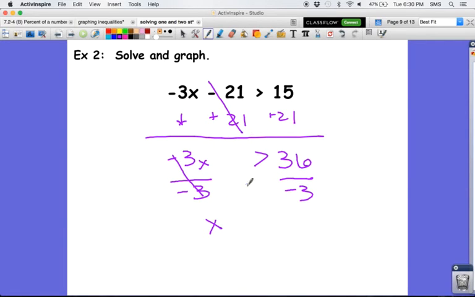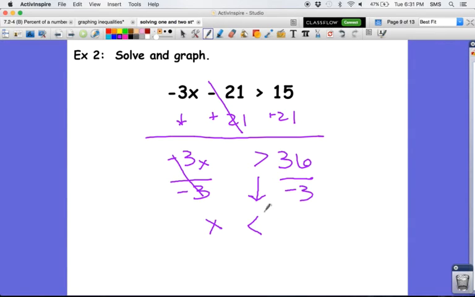This is where there's somewhat of a trick, though. What we just did is we divided by a negative number. And as we've learned in the past, whenever you multiply or divide by a negative, something happens to this symbol here. And what happens is it changes directions. So our inequality symbol flips sides, and now I can finish with my problem.